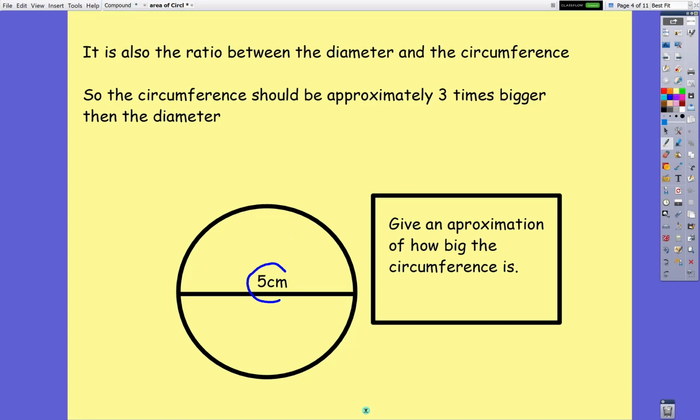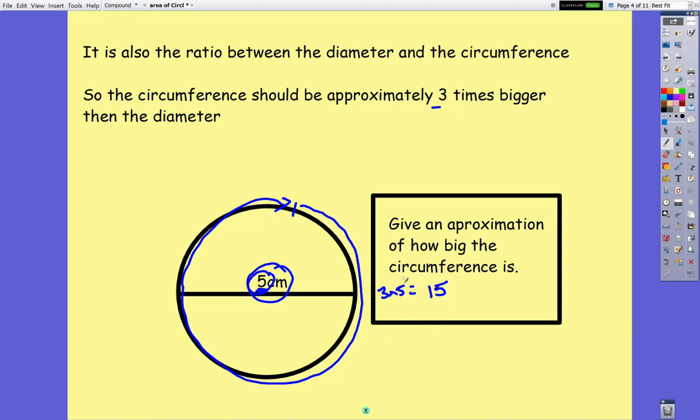So whatever this is, your circumference, in other words, what goes all the way around your circle, is usually approximately 3 times bigger than this number here. So if you want an approximation of the circumference of this circle, that would be 15. The way I did that was it's 3 times bigger than that number there. So we did 3 times 5, which gave me 15.